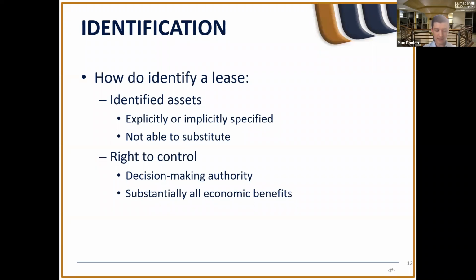A lessee has an identified asset when the lessee has both of the following criteria: the right to direct its use, meaning the decision-making authority over how and for what purpose the asset is used, including the right to change how and for what purpose the asset is used, and the ability to receive substantially all the economic benefits from the use of said asset.